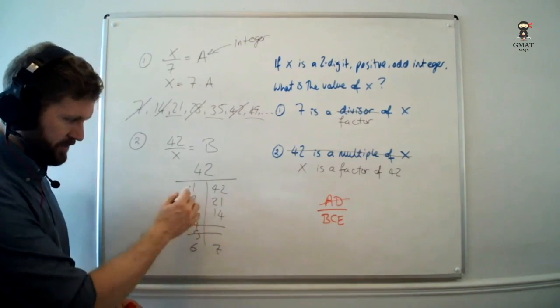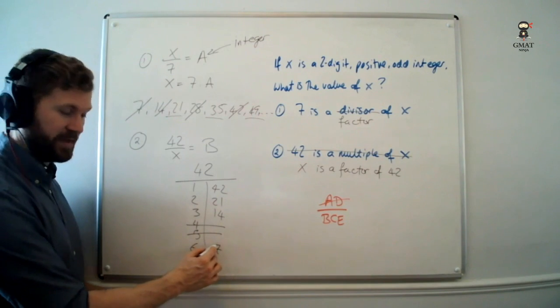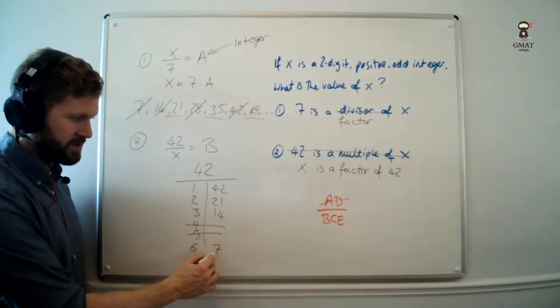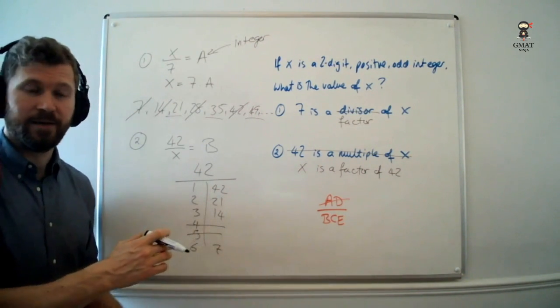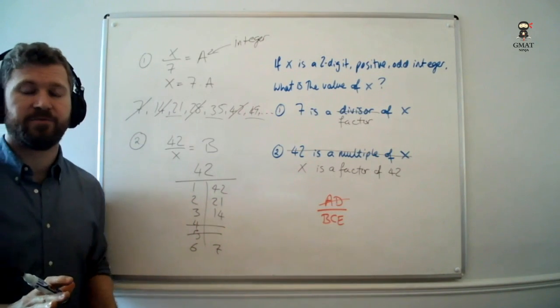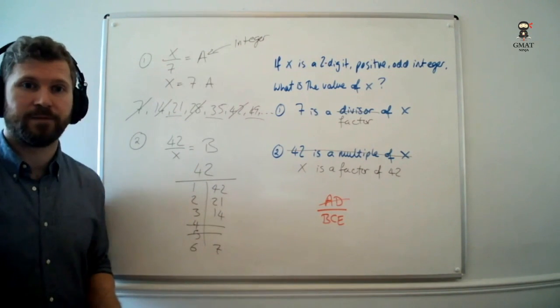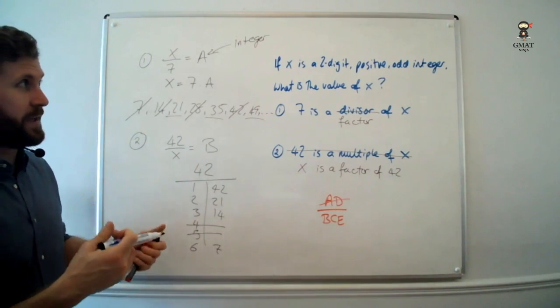Same with 5, 6 times 7. And now, if I was to keep going down this list, the next number I would write would be 7. But that's already in this column, and so I'd just be working up the numbers I've already done. Now I know that these are all the factors of 42, and I haven't missed anything. So this is all I've got to work with. Now we can get back into the question.